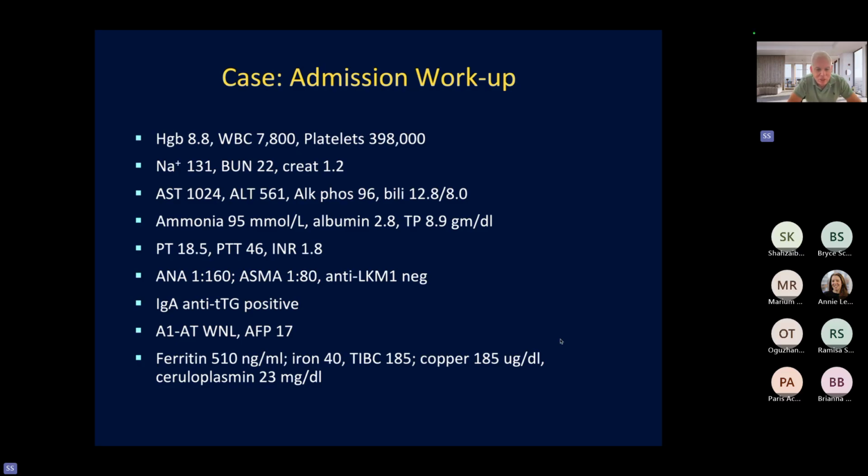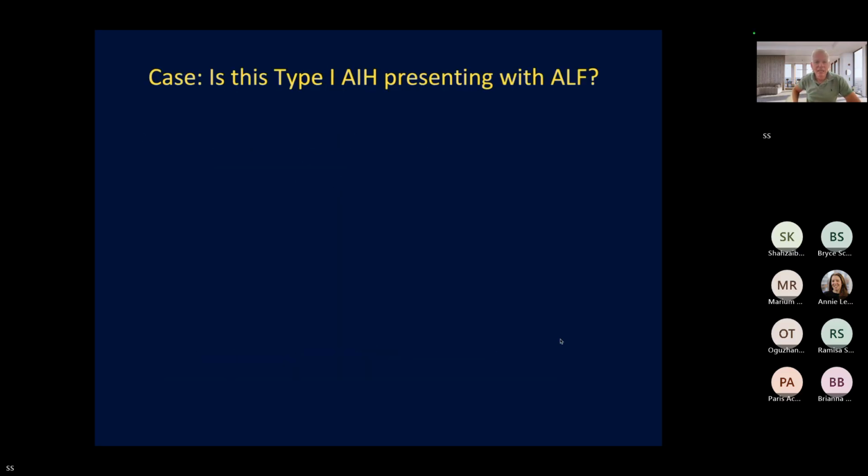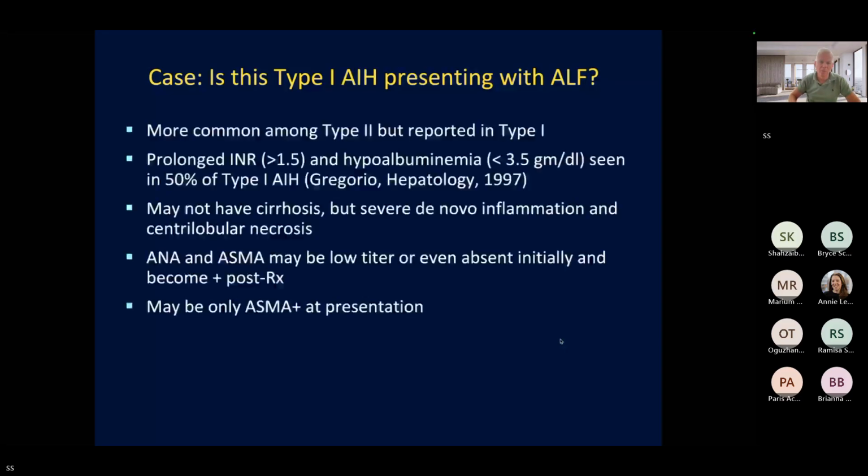Her alpha-1 antitrypsin is within normal limits. She has a ferritin of 510. There you see the iron, the TIBC, the copper, and the ceruloplasmin is 23. Is this a case of type 1 autoimmune hepatitis presenting with acute liver failure?